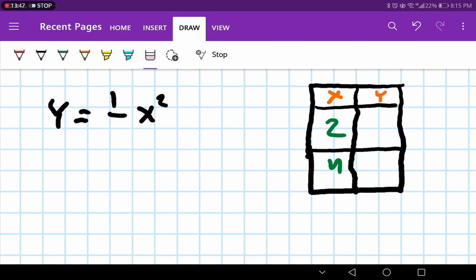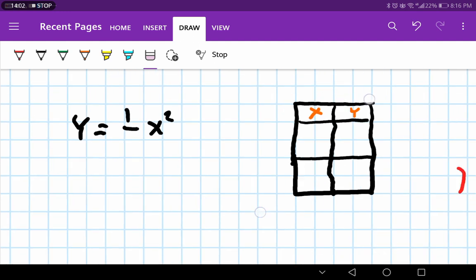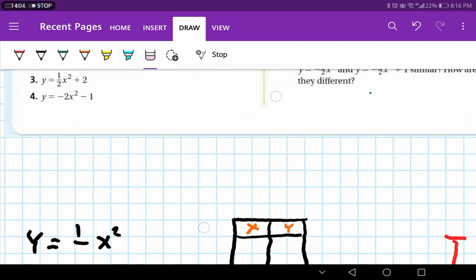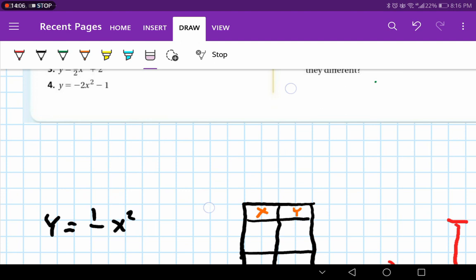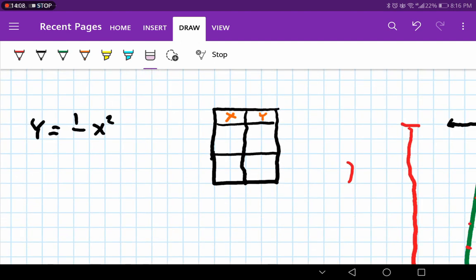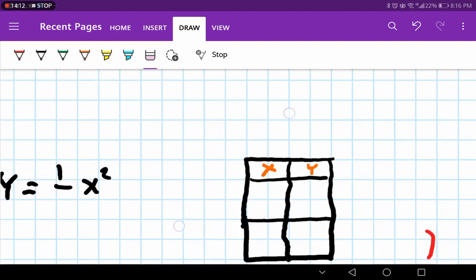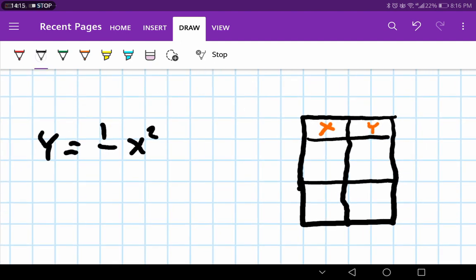But if this is 3, teacher, what should I select? I will select 3 and 6. Why? To get a nice number. Okay, my dear student? Now let us take one more example and your life will be good. Let us take number 4, y equals negative 2x squared minus 1. Or no, I will take the upper one, 1 over 2.